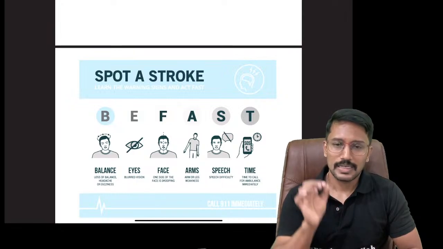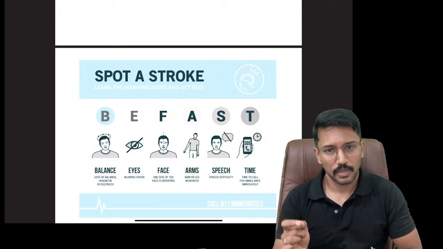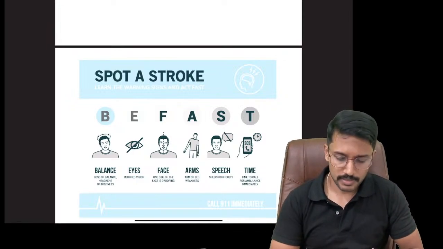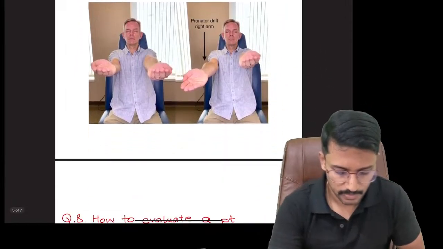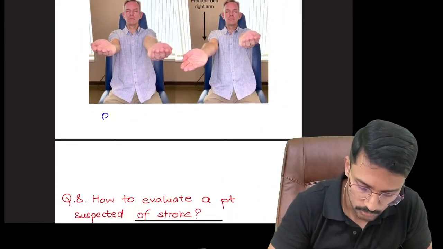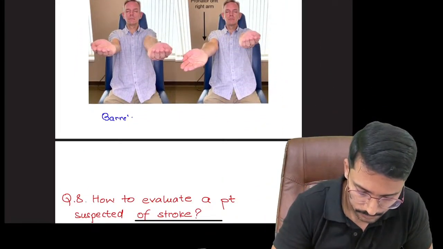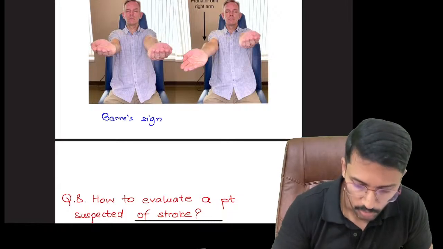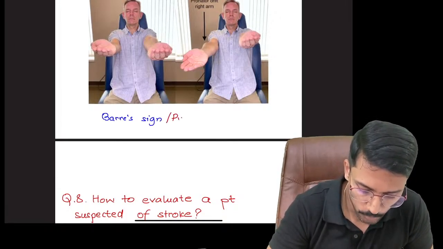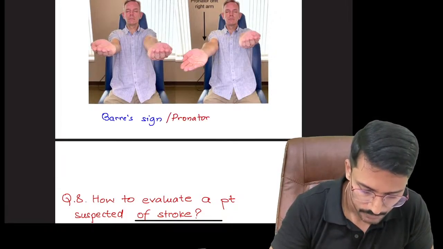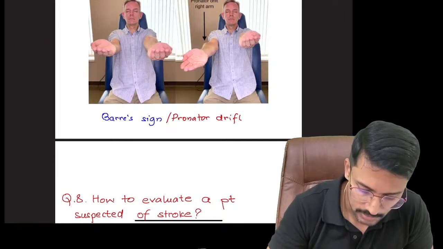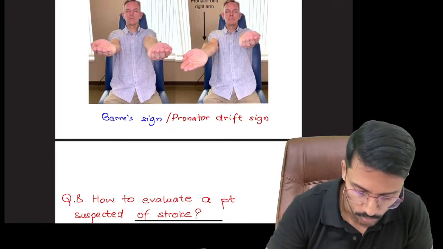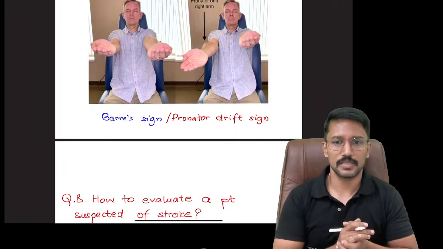So even when subtle weakness happens, it is recognizable, right? There is a sign called Barre's sign, which is also called the pronator drift sign. During bedside discussion, we often ask students to demonstrate this sign. How do we demonstrate the pronator drift sign?